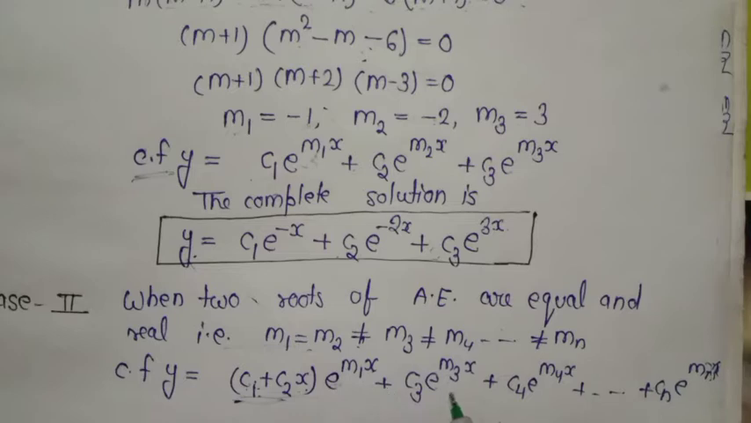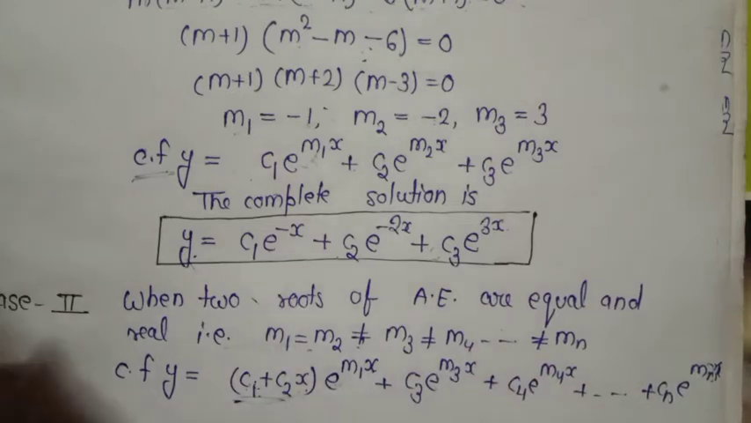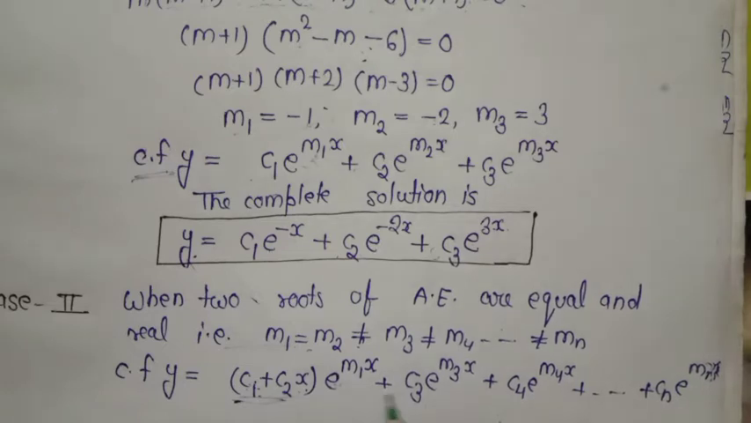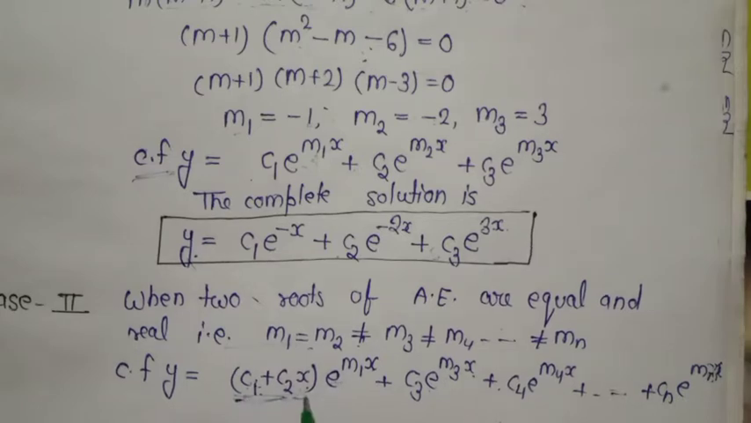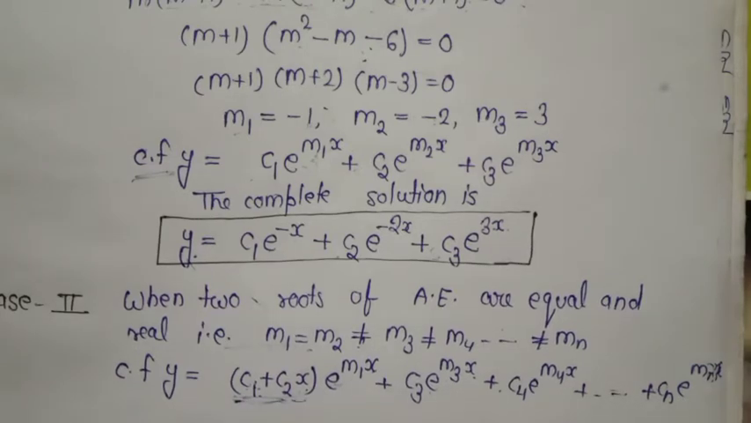So we will write the same pattern as we have written in our earlier case. So plus c3 e raised to power m3x plus c4 e raised to power m4x and so on, cn e raised to power mnx. The only distinction is that since two roots are equal, we will apply this method to write the CF in this case.